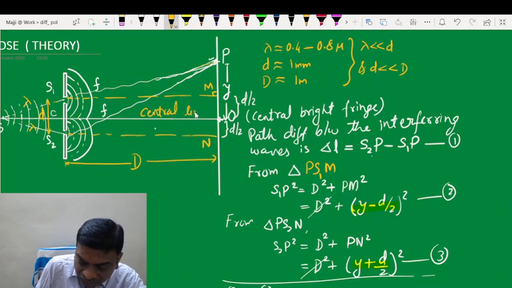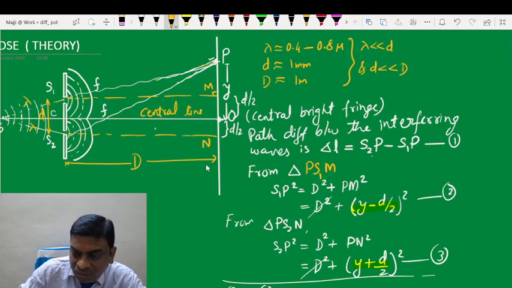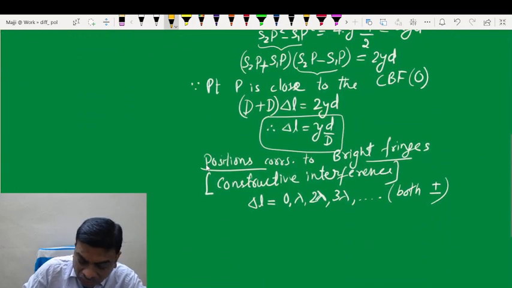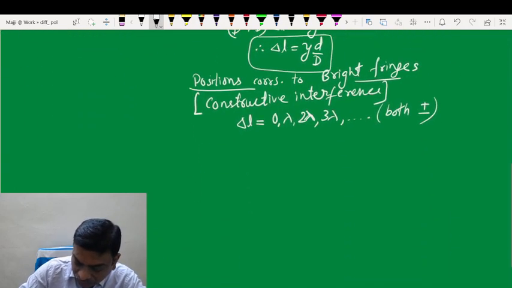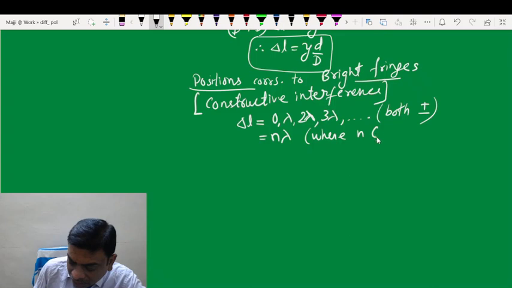Whereas if the path difference is negative, that means P is somewhere below the central line. That is the only difference. Alright, so next, in general I write n lambda, where n belongs to integer. So I can write the path difference corresponding to the nth bright fringe is this.